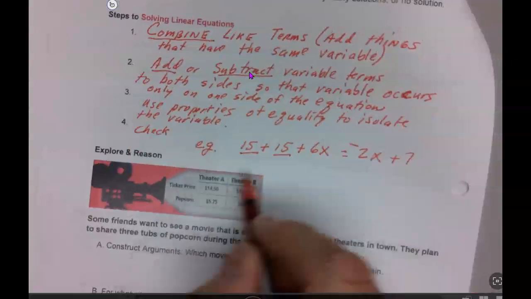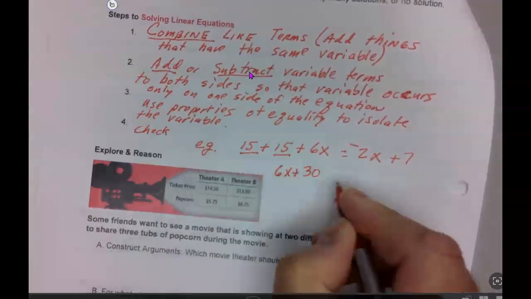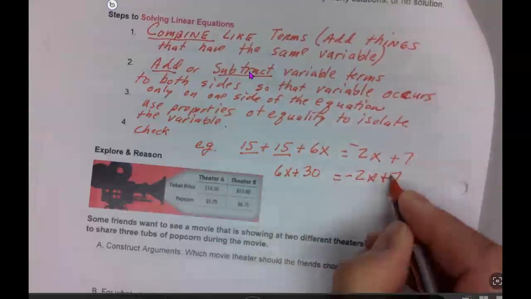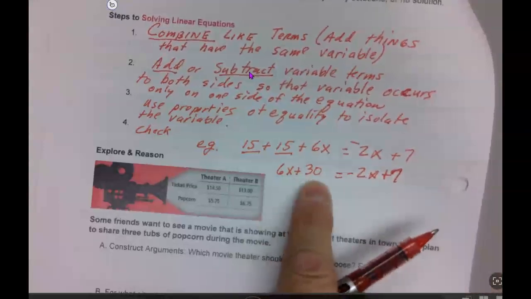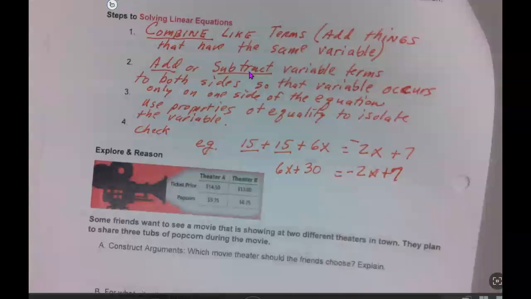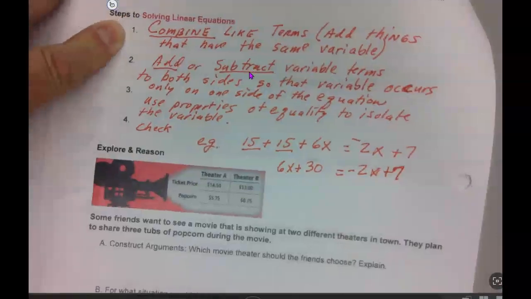This is just an example, which gives me 30, correct? Equals negative 2x plus 7. Okay, notice on this side, I can't combine those two, can I? And on this side, I can't combine those two. So I've done absolutely no solving. All I've done is simplify. That's step one. Combine, simplify is the same thing.